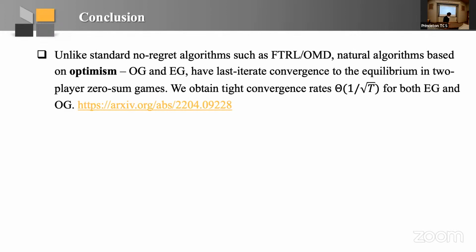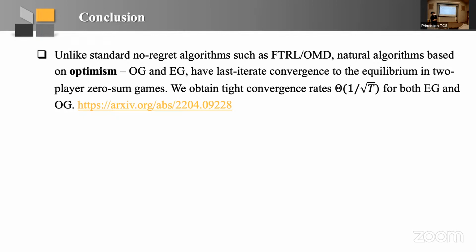Okay. So let me conclude. I guess the first takeaway message is that there are indeed natural dynamics that will have last-iterate convergence. Key idea is you need to add optimism to the algorithm. We analyzed two algorithms, optimistic gradient and extra gradient.